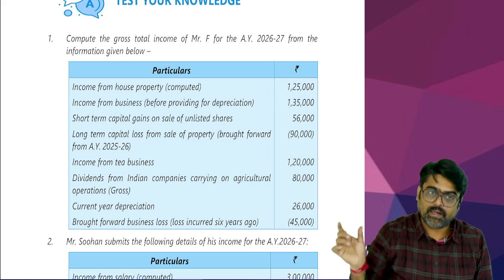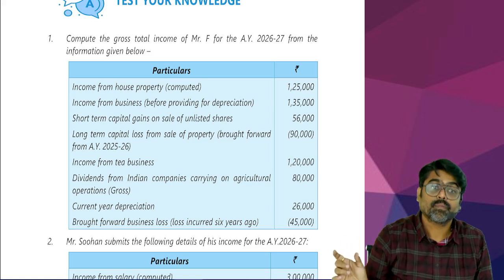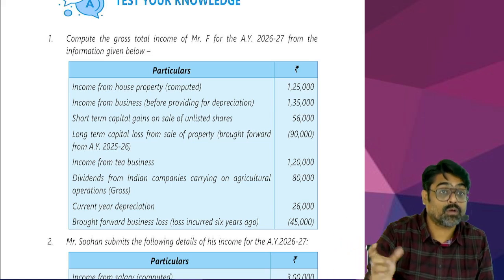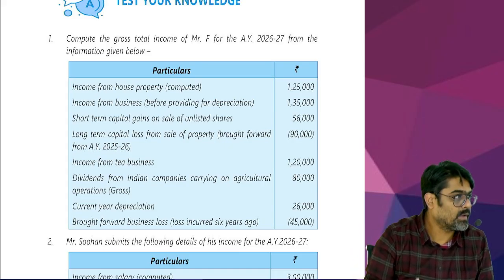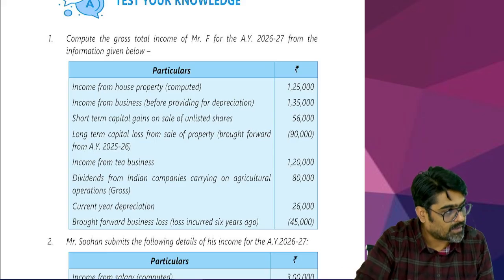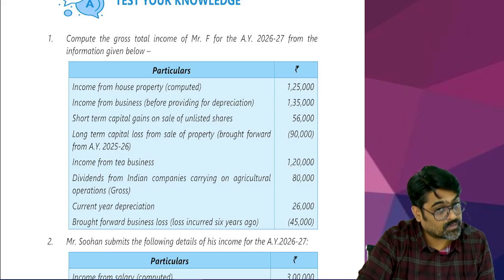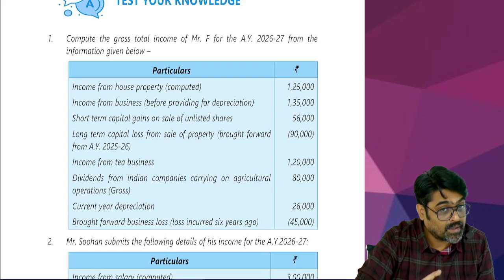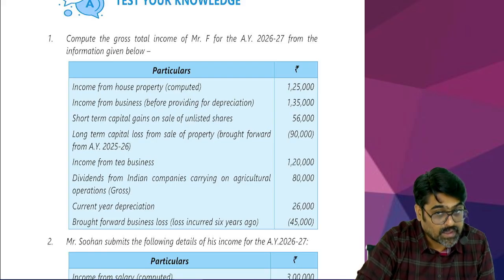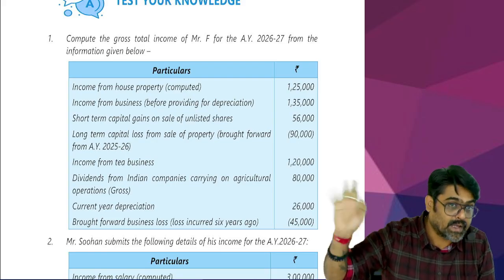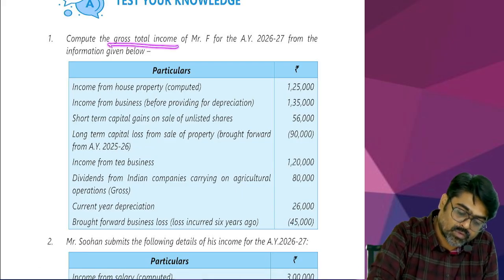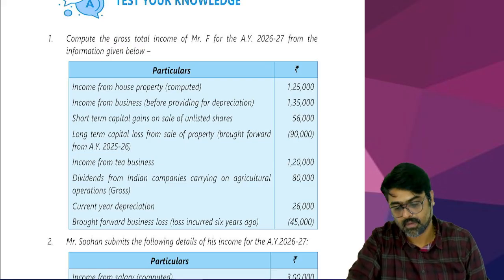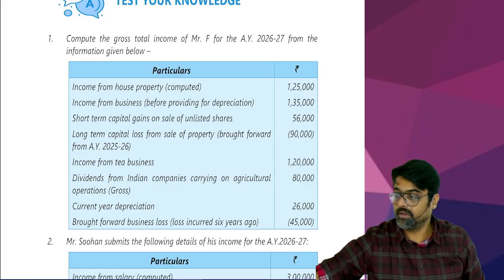Then whatever heads income will come. Sometimes the loss will also come of any head. Then do the total. You will get what? GTI. But first you have to adjust the loss within the head. Then head to head. And if some loss remains, then carry forward. So from this you are supposed to calculate the gross total income. Okay, start. Easy question. Start.